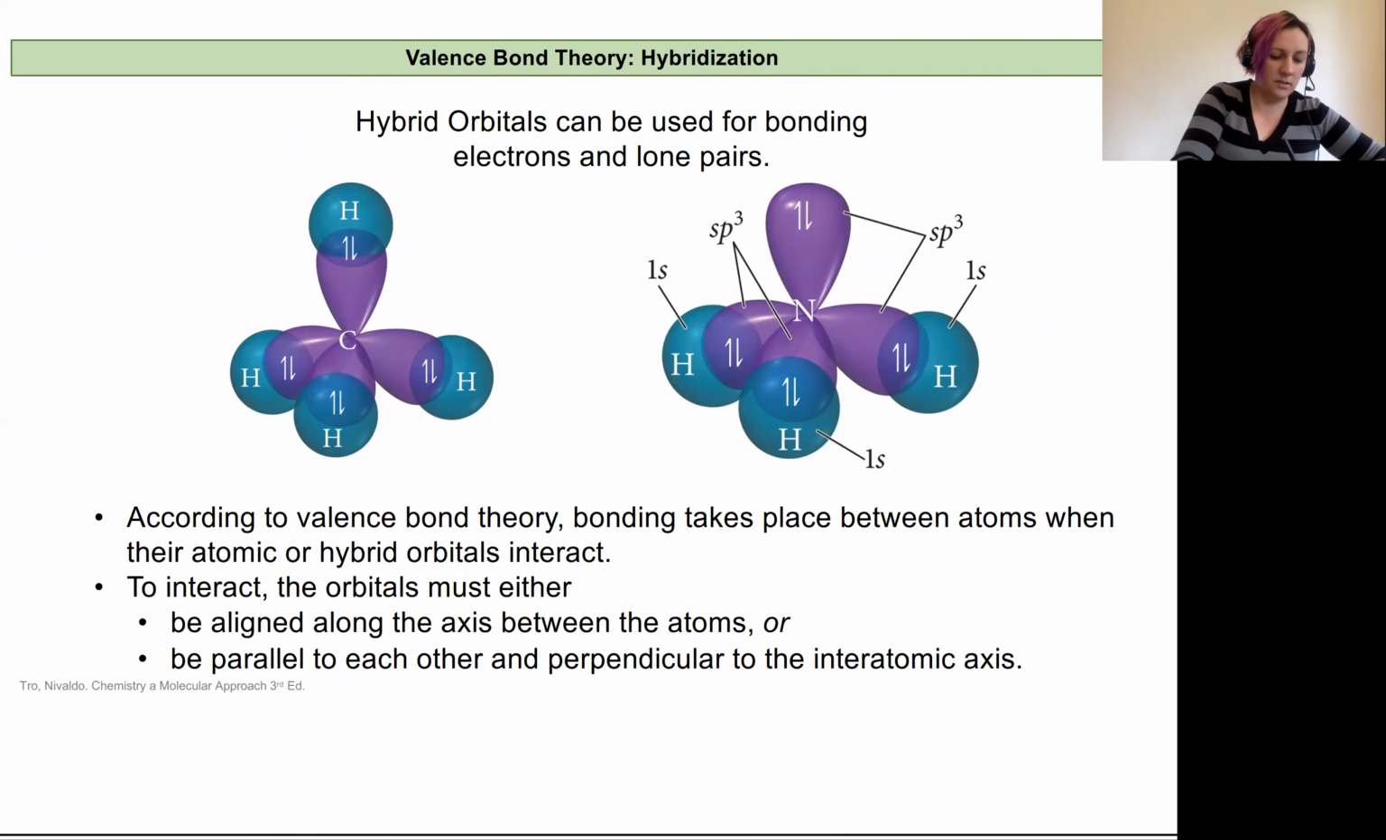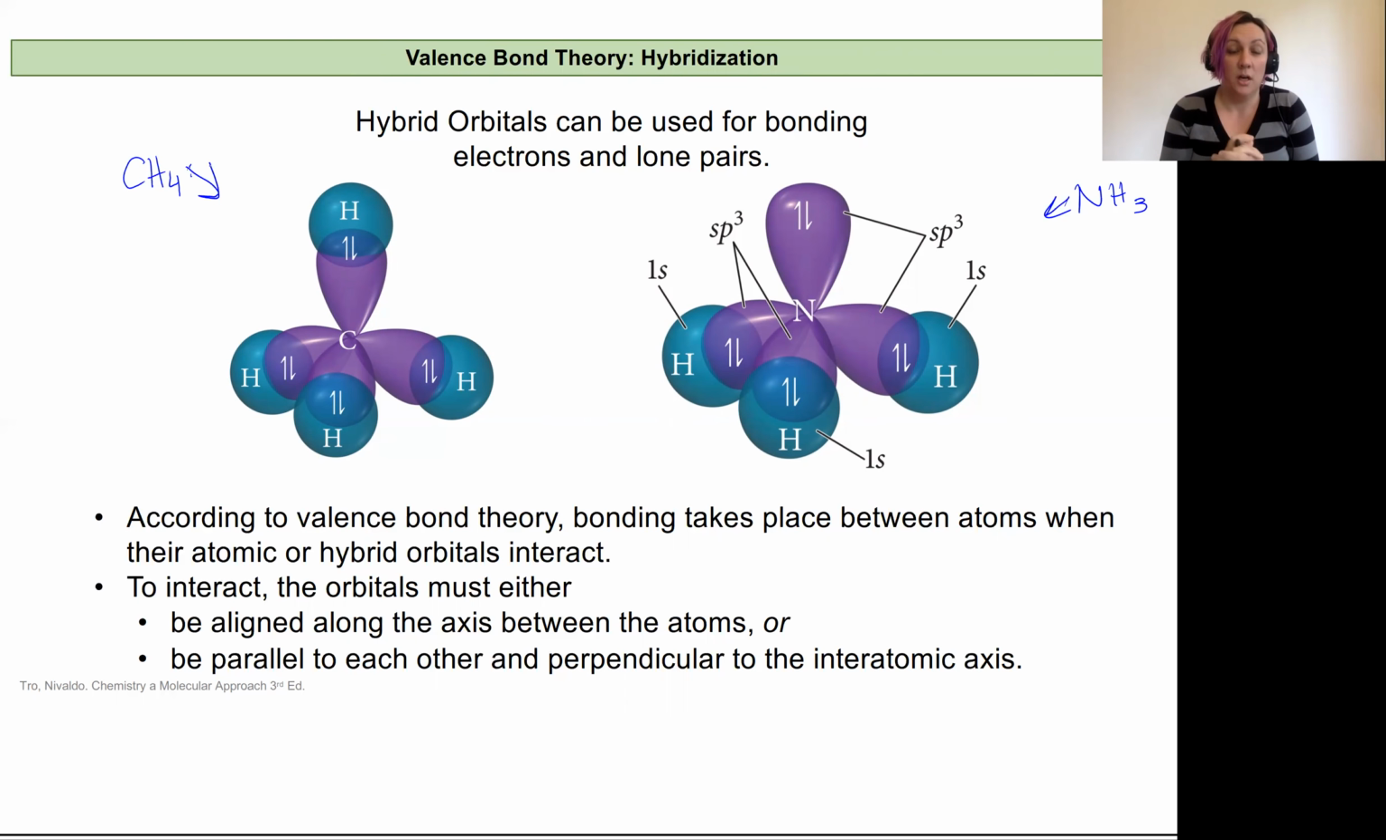And so here's a picture of CH4. I've got NH3 here too. These hybridized orbitals can be used for both bonding electrons and also for lone pairs. And you can see that right here in our NH3. We hybridize the orbitals, and when we do for NH3, remember N has an extra electron compared to carbon. It has 5 valence electrons instead of 4.